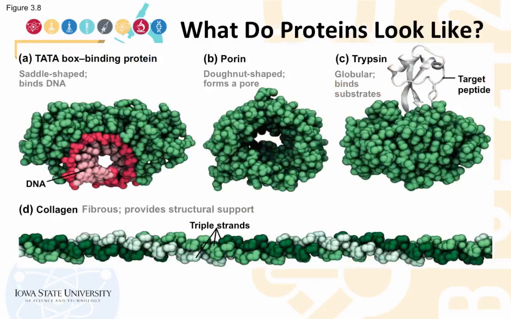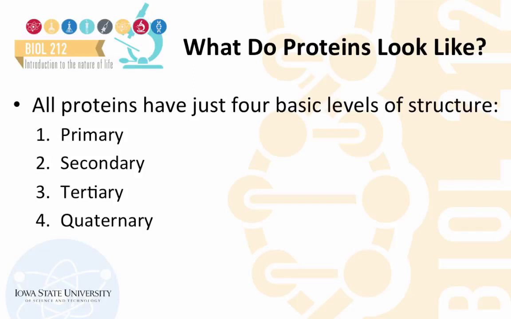Proteins fold in three-dimensional space to form organized structures that have a specific function inside cells. A few examples of such proteins are shown in this image. So, how do proteins look like they do? All proteins have just four basic levels of structure: primary, secondary, tertiary, and quaternary. We'll look at each one of these levels in detail.